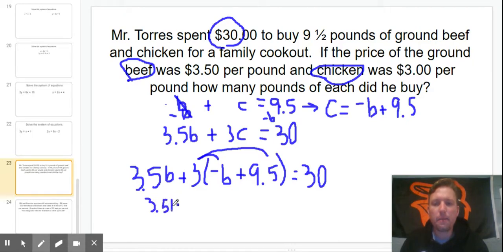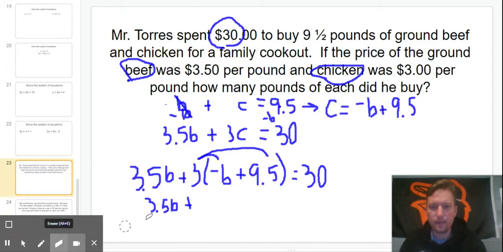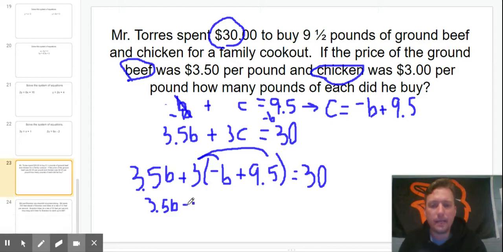So I still have my 3.5b, but I'm going to add 3 times negative b, which would be negative 3b, so we could just say minus 3b. Now, if you want to do plus negative 3b, it'd be the same thing. And then we do 3 times 9.5, which would give you 28.5. That would be right. 28.5. And then that still equals 30.